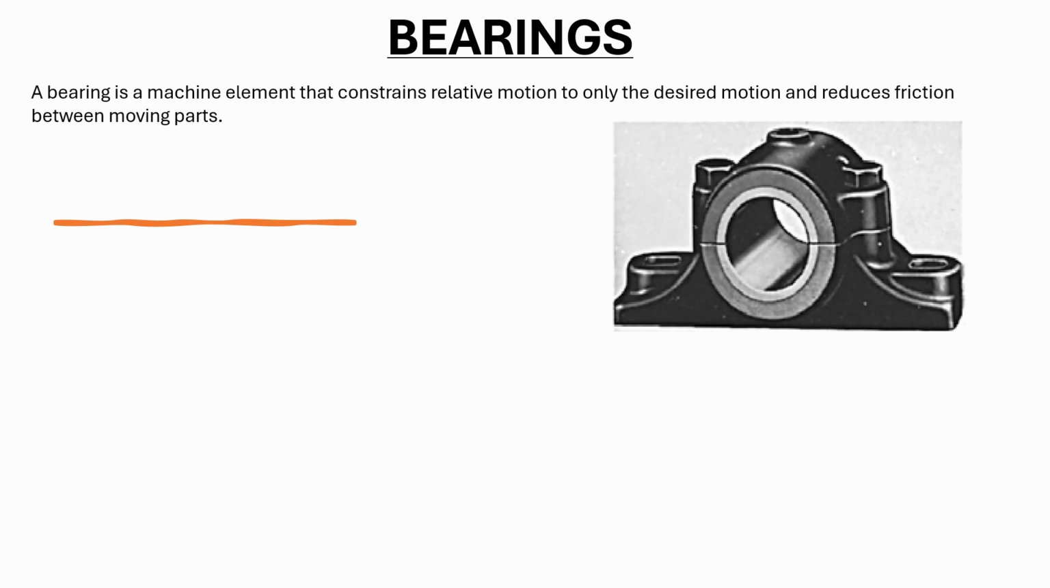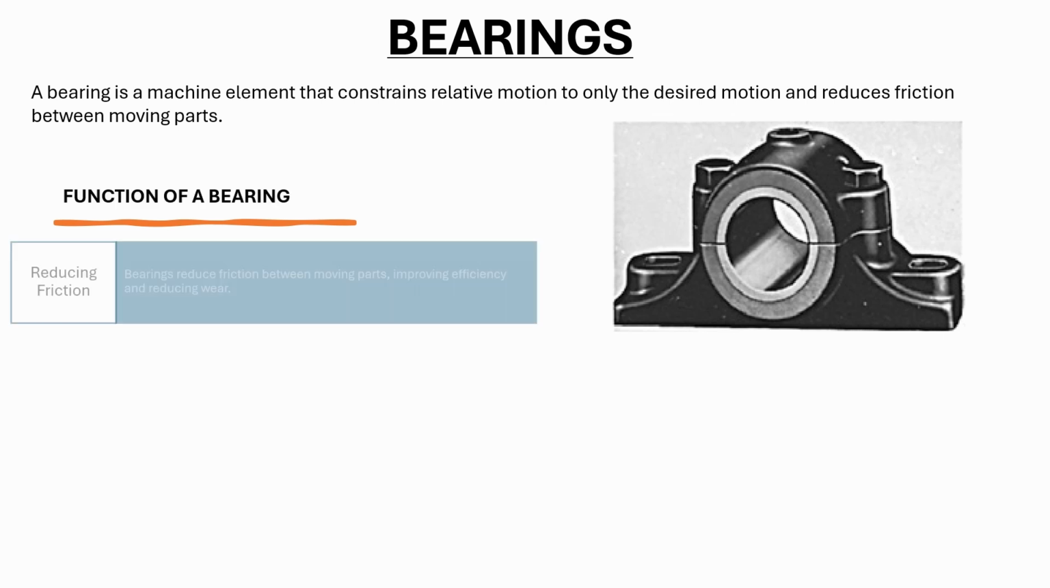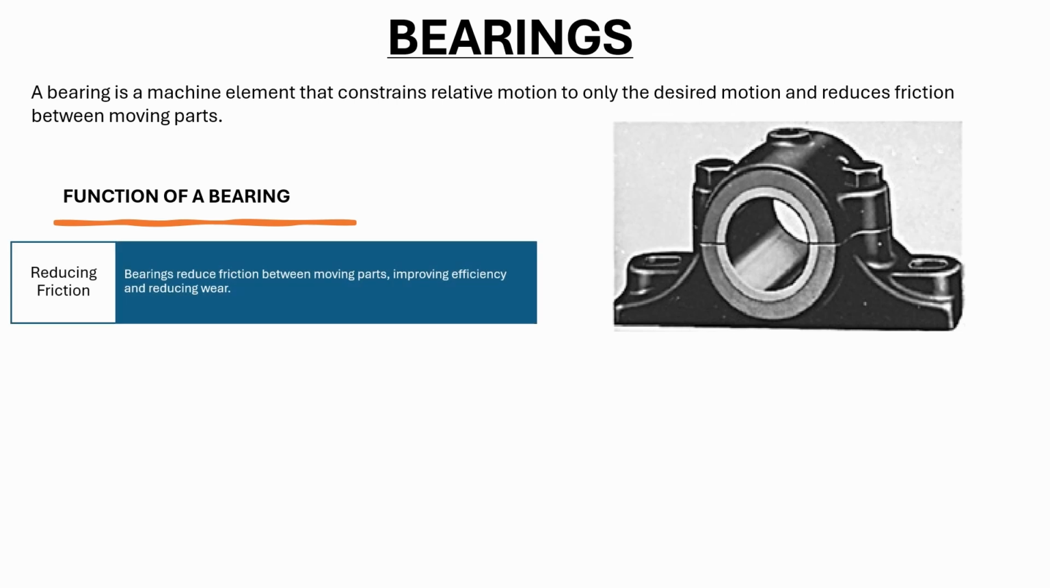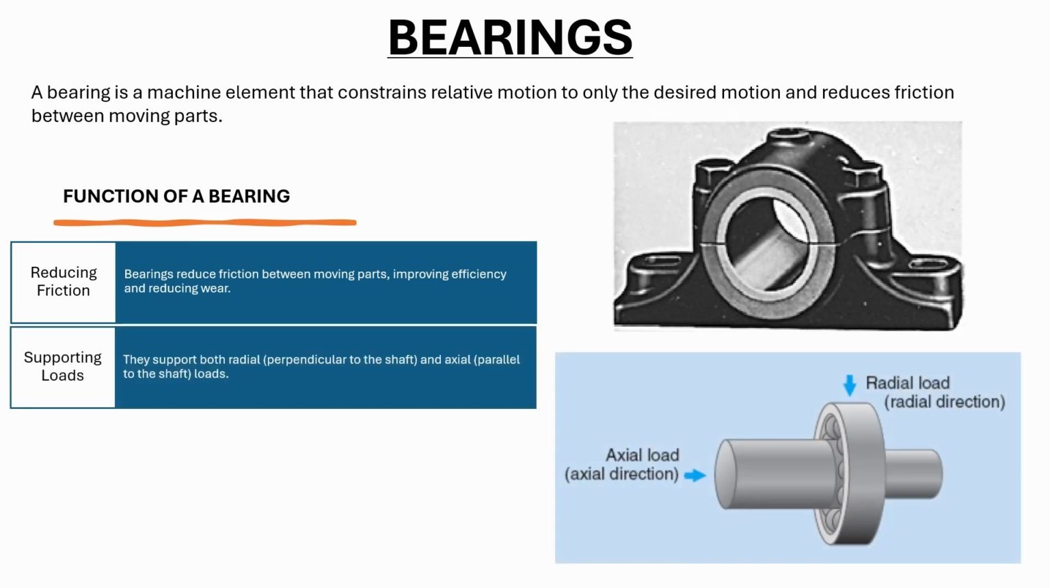A bearing is a machine element that constrains relative motion to only the desired motion and reduces friction between moving parts. Functions of a bearing include: 1. Reducing friction. Bearings reduce friction between moving parts, improving efficiency and reducing wear. 2. Supporting loads. They support both radial, perpendicular to the shaft, and axial, parallel to the shaft, loads.